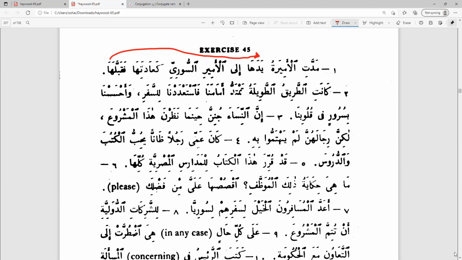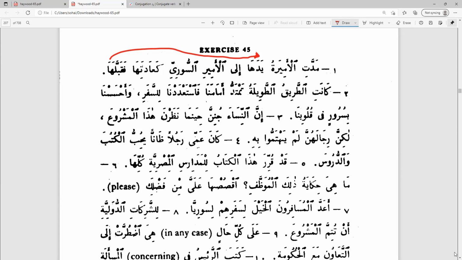Number two, Farhana, كانت الطريق الطويلة تمتد أمامنا فاستعددنا للسفر وأحسسنا بسرور في قبولنا. Yes, sir. Tariq at-tawil is the long road. No, the long road was. So the fourth word I can't read properly. تمتد. Tamtaddu.